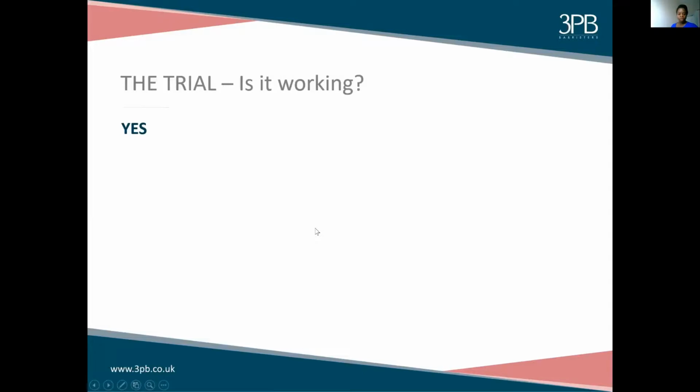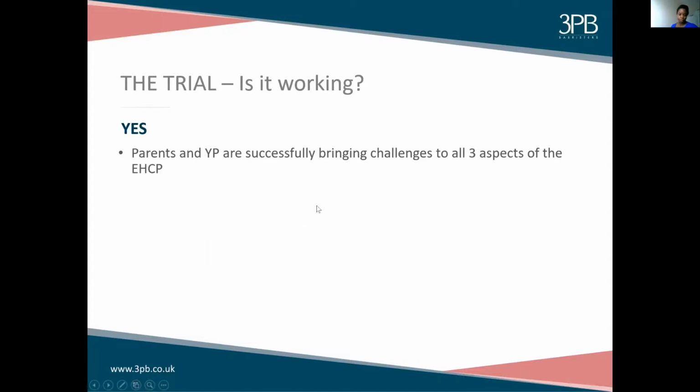So those are just a few of the issues that have been popping up in tribunal, but the question is, is it working? So partly, yes. In lots of ways, it has been. You saw at the beginning of the presentation the aims that I described that this trial was supposed to be meeting. The national trial has been used effectively to resolve disputes in all three areas, so education, health and social care. So that desired joined up approach to challenging the plans is working.